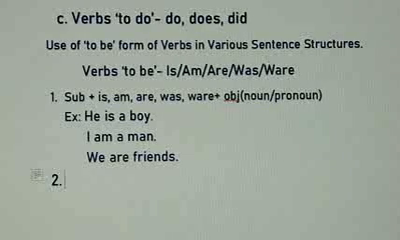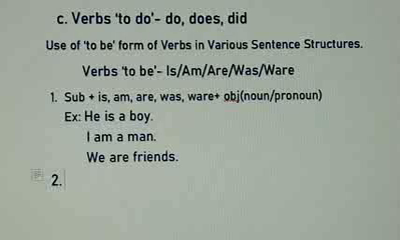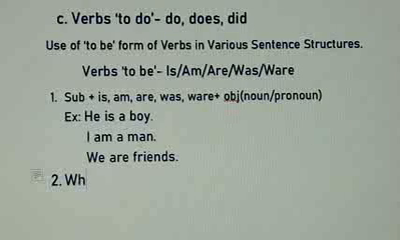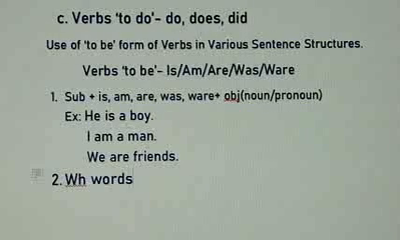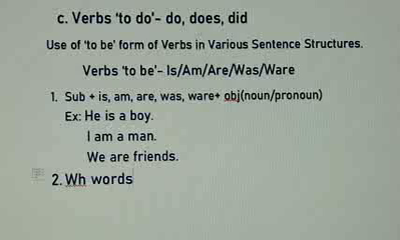Now we will talk about the interrogative sentences, or you can say the WH group. First of all, we need to use WH words. In the WH words, my dear student, don't be confused. You can use what, where, who. All these kinds of words can be used over here. So first of all, we need to use WH words.